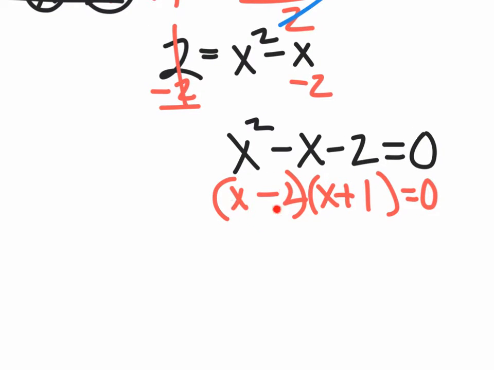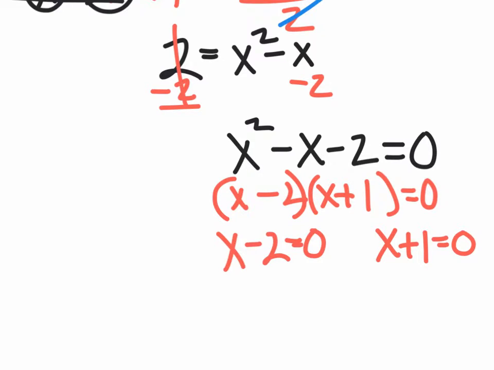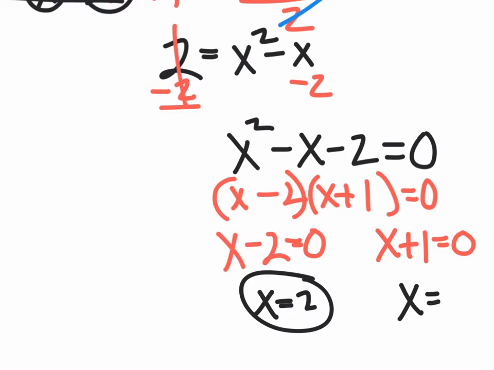So I'm going to take this x minus 2 and set it equal to 0. I'm going to take the x plus 1 and set it equal to 0. After that, I solve both of them. If I add 2 to both sides on that one, I'll get x equals positive 2. If I subtract 1 on both sides, I'll get x equals negative 1. So those are our answers, but we need one more final step.